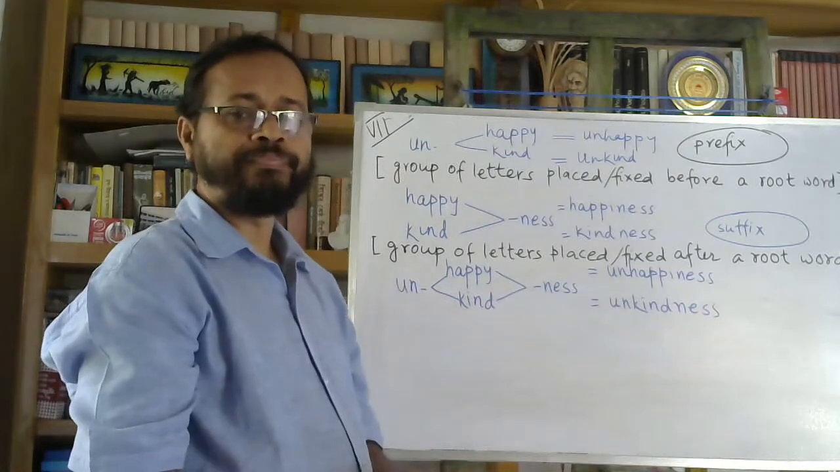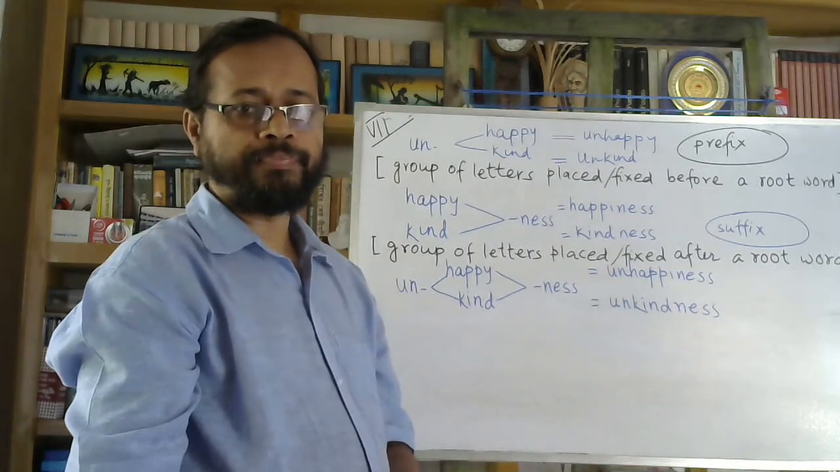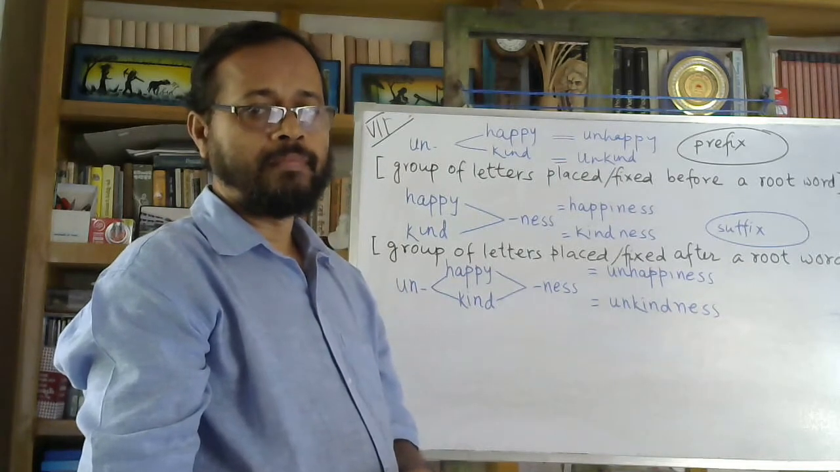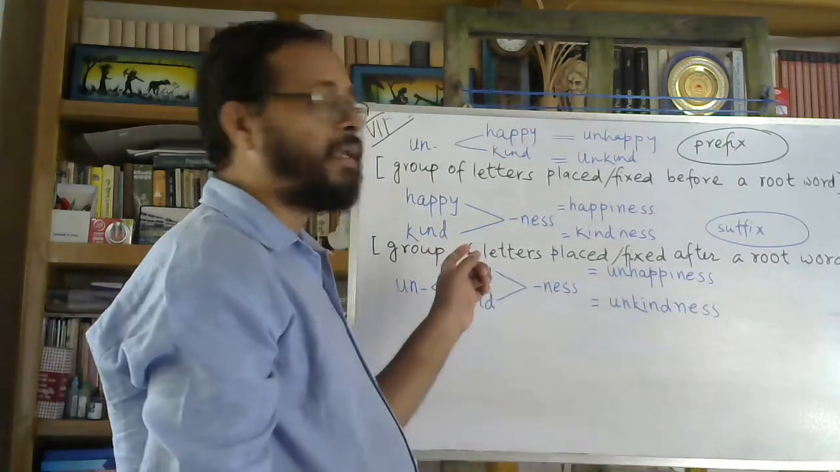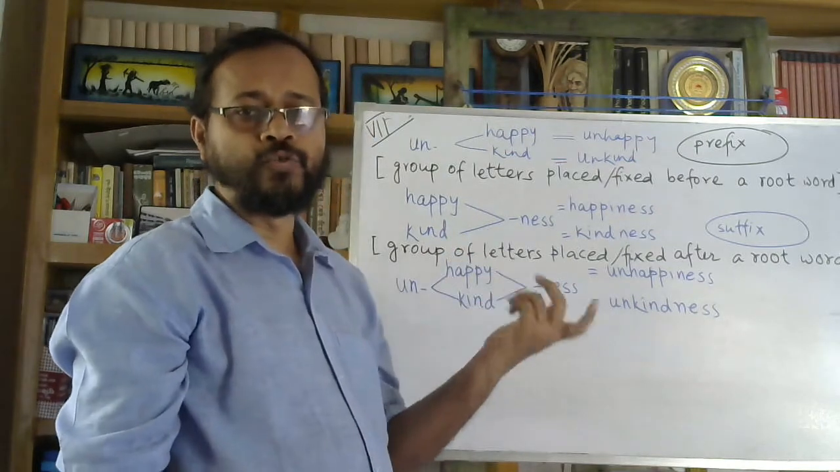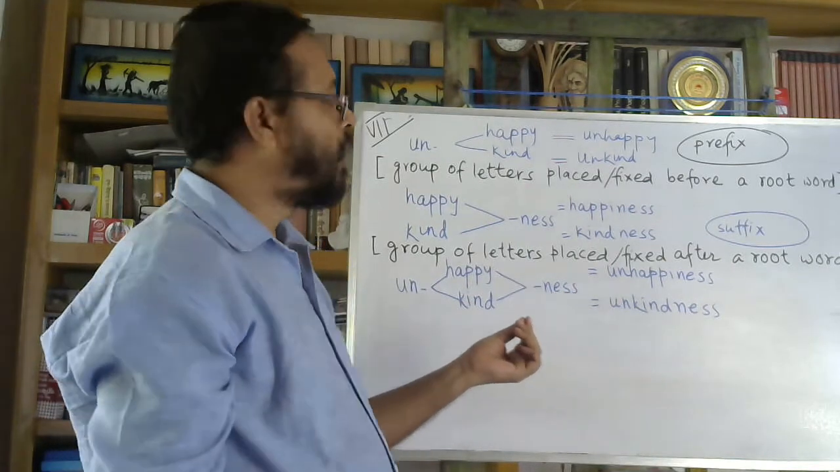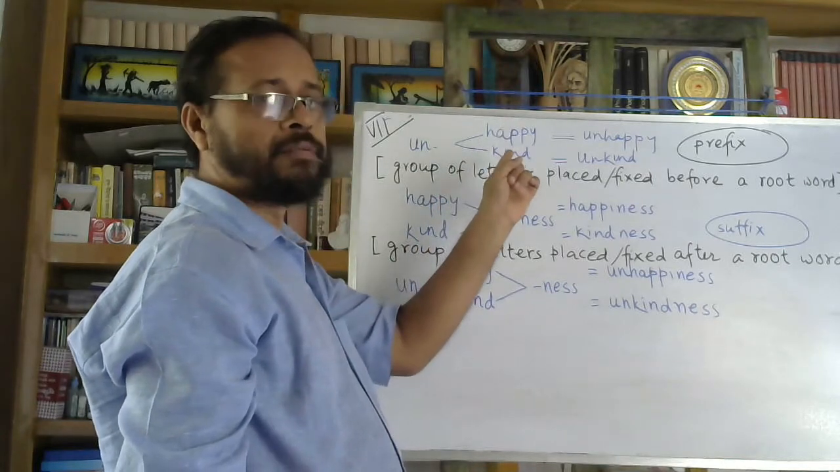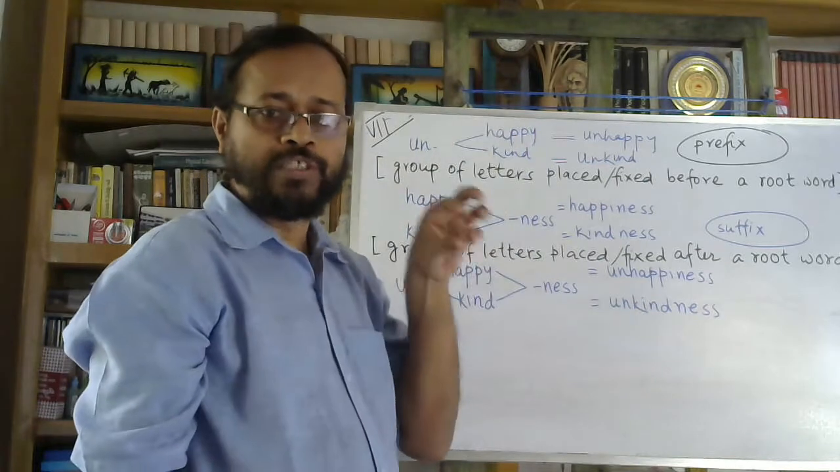This something is a group of letters, and sometimes even a single letter may be added. And thousands of words are being made or have been made by adding a letter or two or a few letters before a root word. These are called the root word, base word, root, the original word.